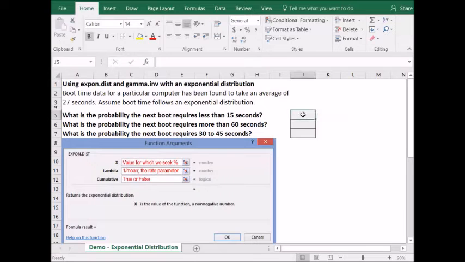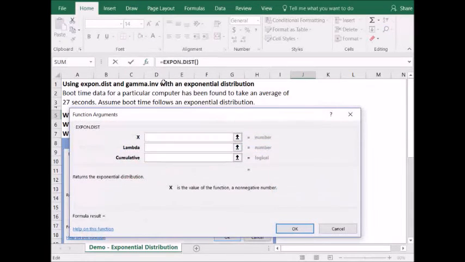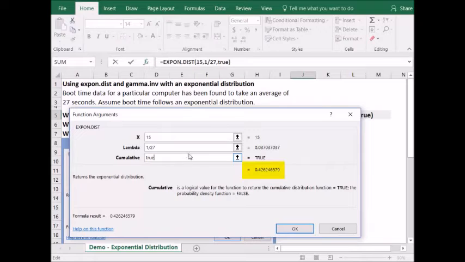Equals expon.dist, open parenthesis, and then I'll click the F sub x button to open the dialog box. For the x, we'll put in 15 since we're trying to find the probability of it requiring 15 seconds or less to boot. For lambda, we put 1 over the mean, and for cumulative, we'll put true. And you can see already that the answer is about 42.6%, or 0.426, is the probability of requiring less than or equal to 15 seconds to boot.